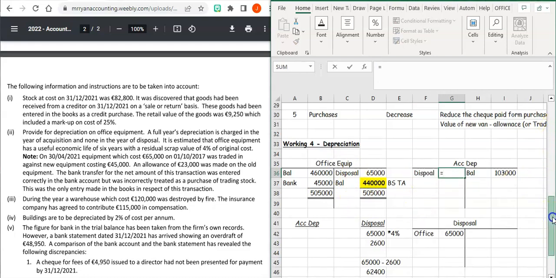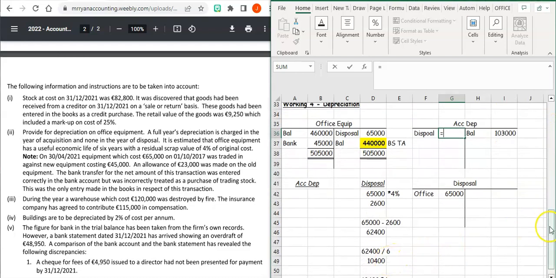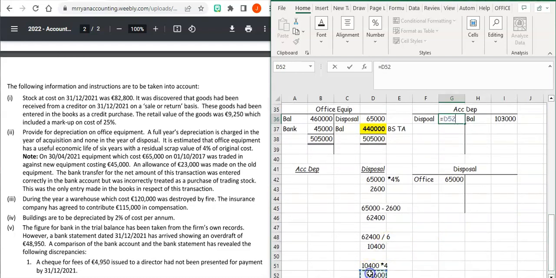So we're going to reduce that from our accumulated depreciation account. And that then is going to go into your disposal account to help us calculate if you made a profit or loss on this office equipment. The next thing we have to do is to calculate the accumulated depreciation for this year. So that's based on the office equipment that we have, which is 440,000. Same again, multiply that by 4% because it wants to have a residual value.